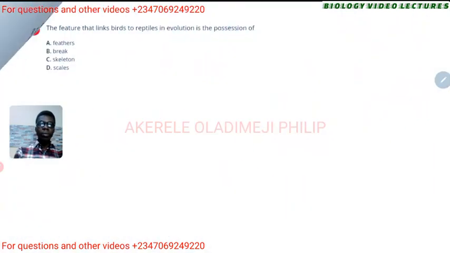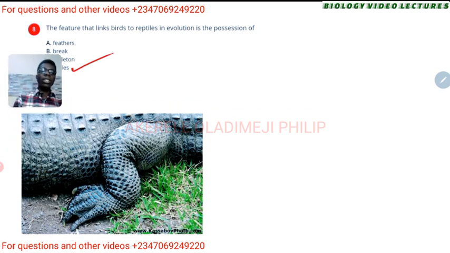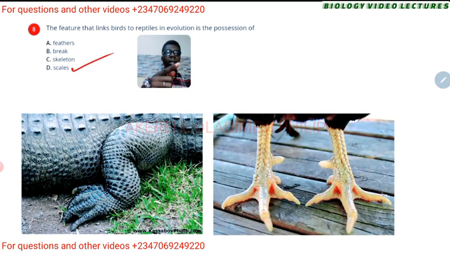All right. Now, the feature that links birds to reptiles in evolution is the possession of scales. Yes. Now, the answer is going to be scales. What do I mean? Now, it is believed that reptiles are less advanced than birds, or let me say birds are more advanced than reptiles. And reptiles have scales all over their body.